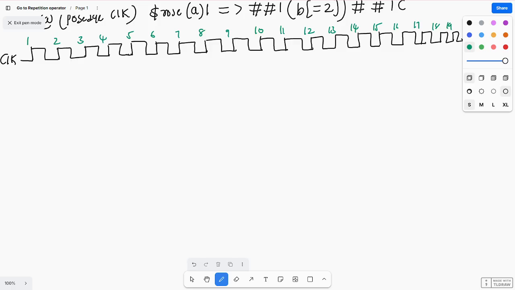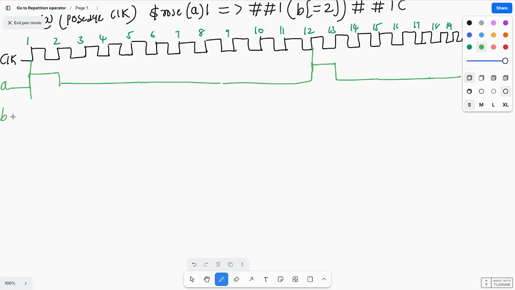Here let us take A. A will be 1 for this clock cycle. And after this, at cycle 12, again A will be 1. And I'm taking one more signal, B.